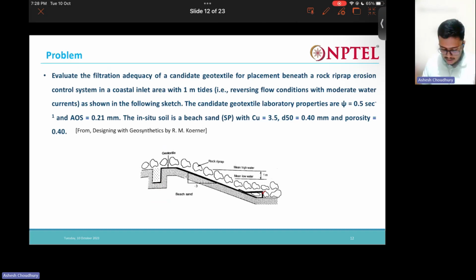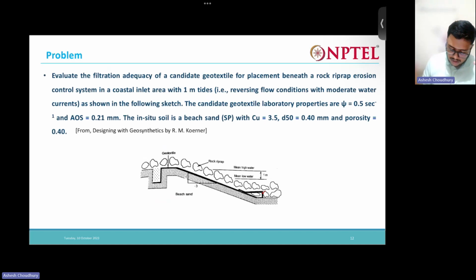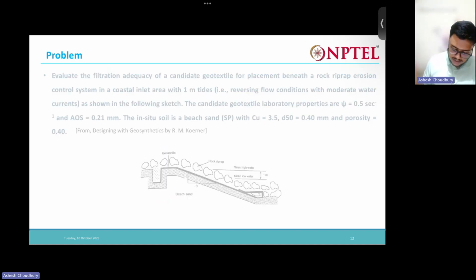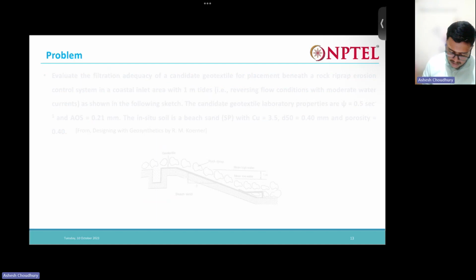The flow that should be occurring. To find that, they are considering a portion. This length they are considering 50 meters, and 1 meter is the height. This is the initial water level, and this is the final water level, the mean low water level. Between these two, this much portion of water is playing. If I extend this line here, you are just considering a section. This is the geotextile.